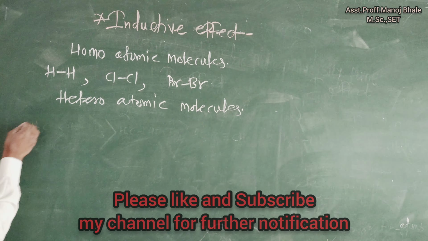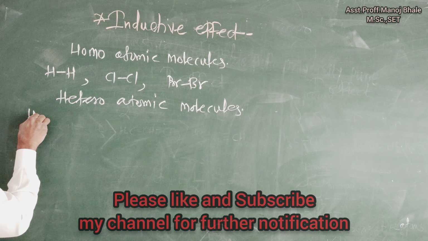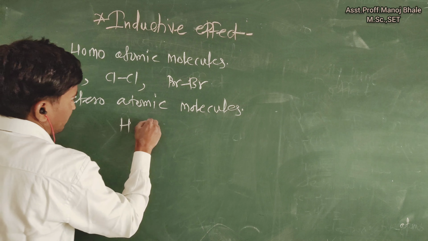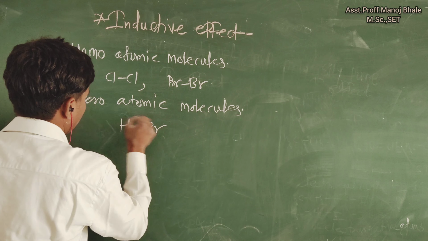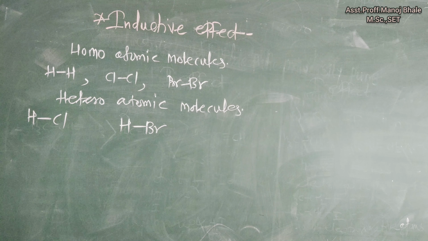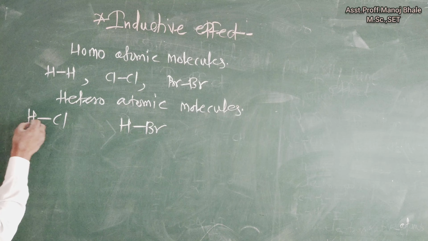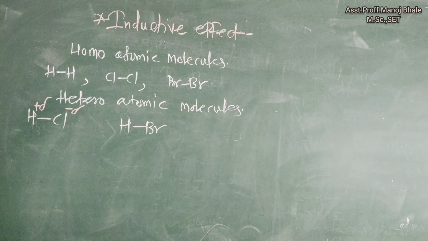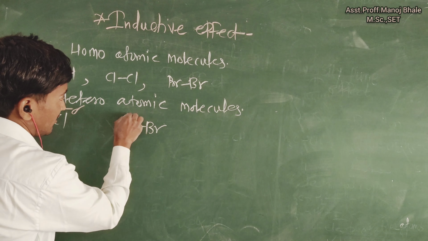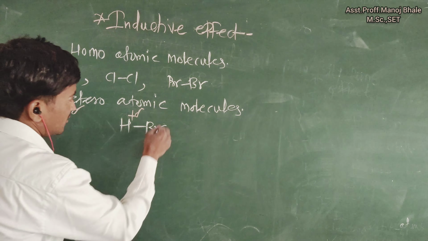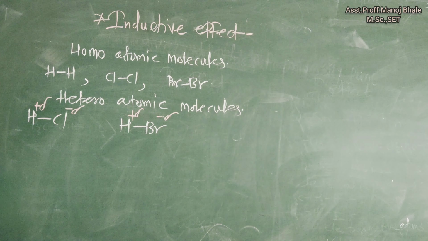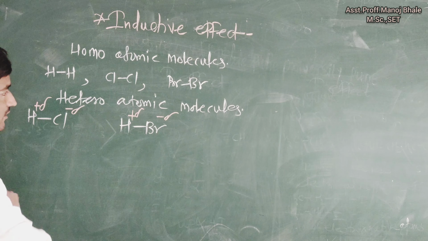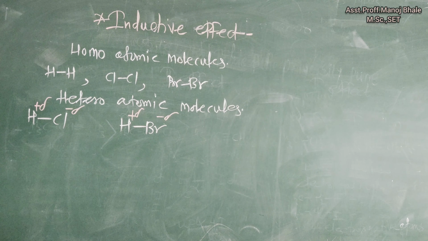For example, HCl, HBr. These are the examples. HCl is polar. Why? Because there is a positive charge on the hydrogen and a negative charge on the chlorine. HBr is polar. Why? Because of the positive charge on the hydrogen and negative charge on the bromine. So this is an example of a heteroatomic molecule. Hetero means the two atoms are different.